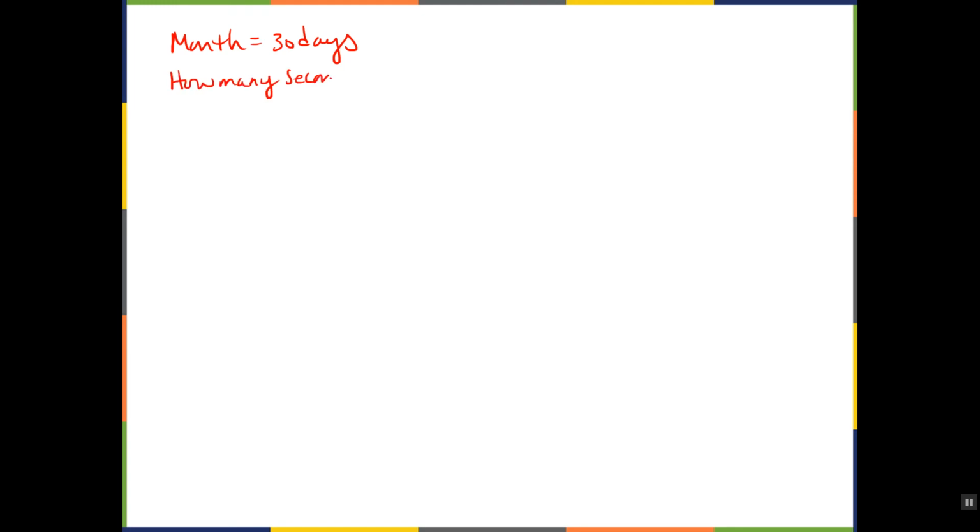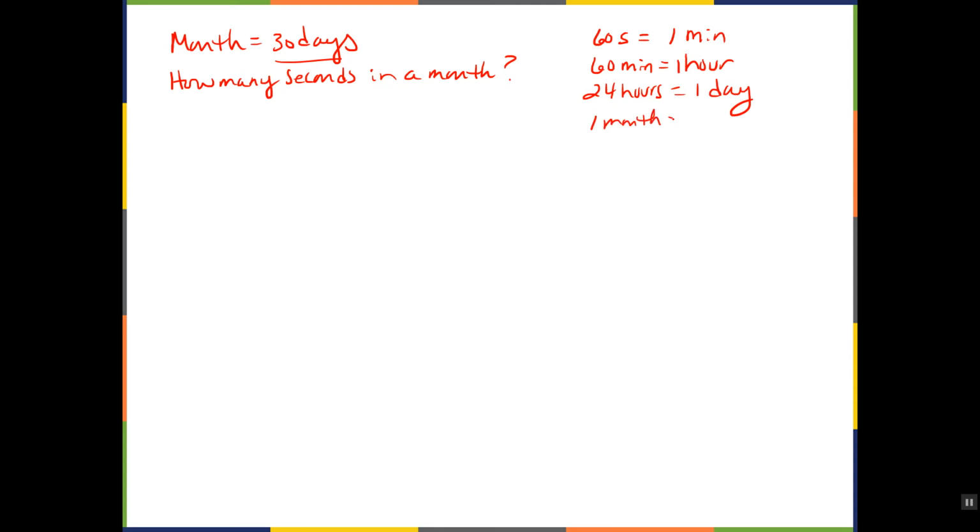Now, we can't go directly from seconds to months very easily, right? We just don't know what that is off the top of my head. But I do know several different things. In this case, I know that there are 60 seconds in a minute, 60 minutes in an hour, and 24 hours in 1 day. They also tell me the month has 30 days, so in 1 month there are 30 days. Okay.